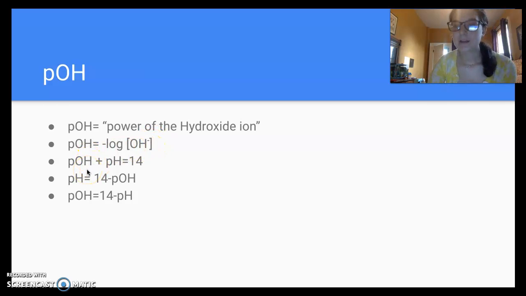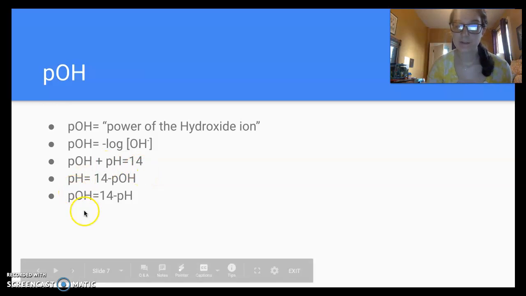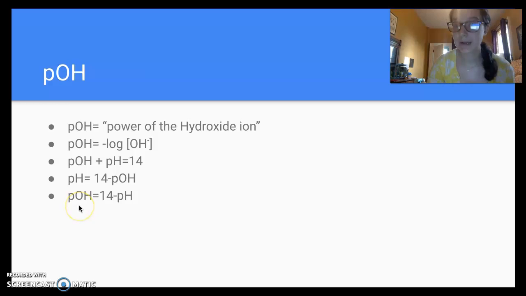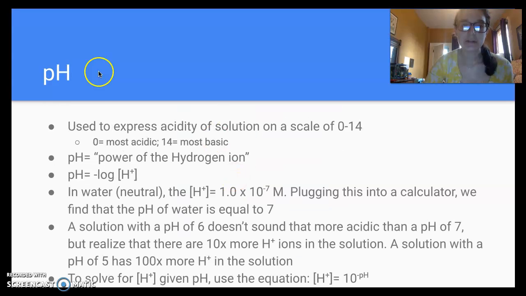If you were to add together the pOH of a solution and the pH of a solution, it would equal 14. So if you're given the pH of a solution and you want to find pOH, all that you have to do is subtract the pH you're given from 14 to find pOH. And vice versa. If you want to find pH and you're given the pOH, then you take 14 minus the pOH of a solution.